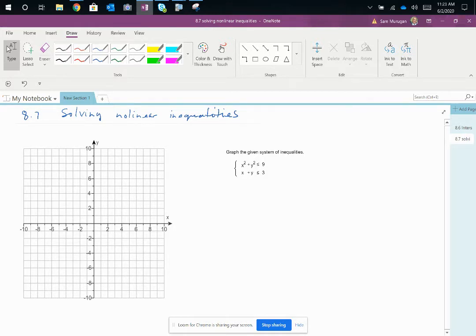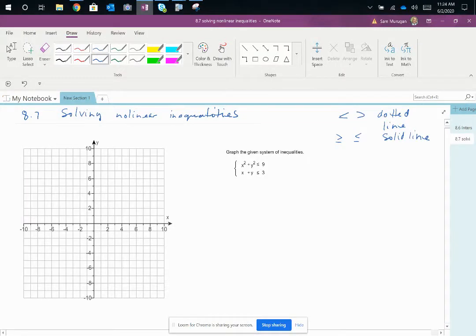things to remember. One is that then we use a dotted line, and if it is equal to, we use a solid line.